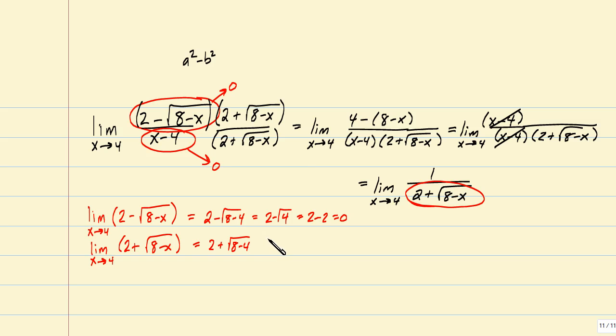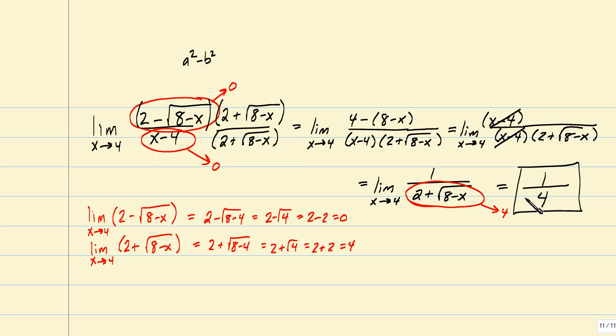So 2 plus the square root of 8 minus 4, which is 2, plus the square root of 4, which is 2, plus 2, which is 4. Notice that is not 0. So I am free to break this into a quotient of limits, namely the limit of the top, which is easy, that's just 1, and the limit of the bottom, as x goes to 4, which we just figured out was 4. So that is the value of the original limit.